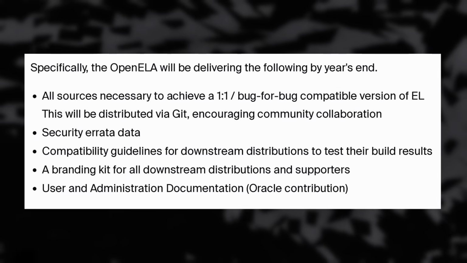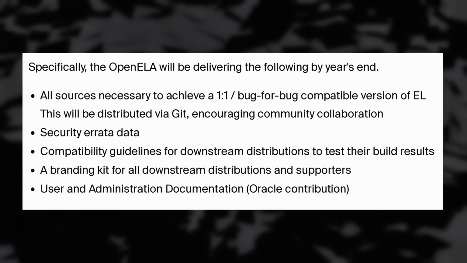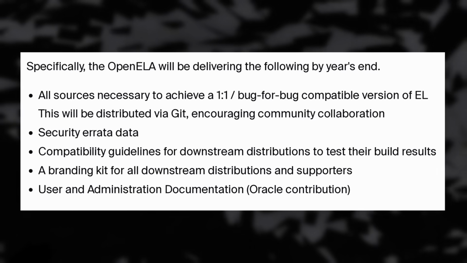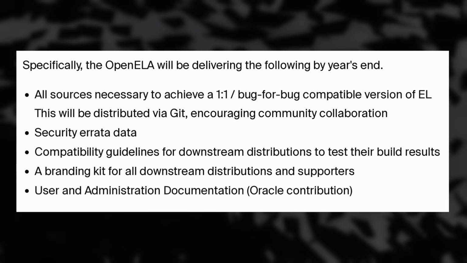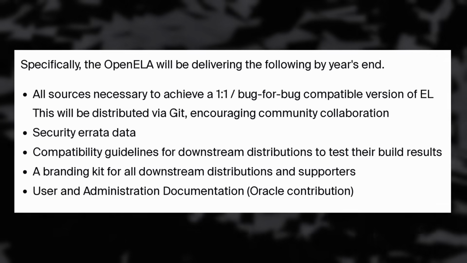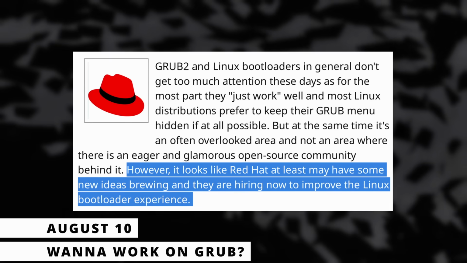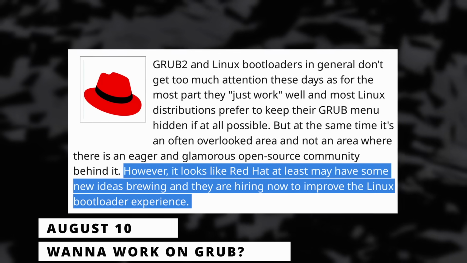The OpenELA will only provide source code, not a full distro, and they will also add guidelines for downstream distros to test their builds, a branding kit, some documentation, and some security-related data. And it's an interesting move because it means that if Red Hat doubles down on anti-community behavior or locks down more source code or access to their software, then we have one organization uniquely placed to actually define the new Enterprise Linux distro standard.